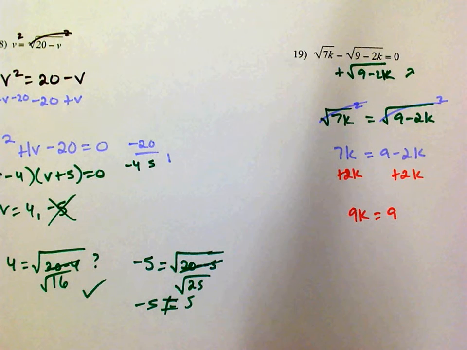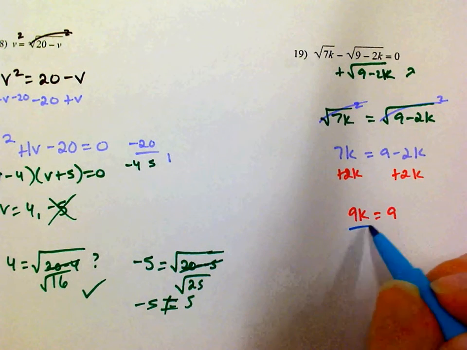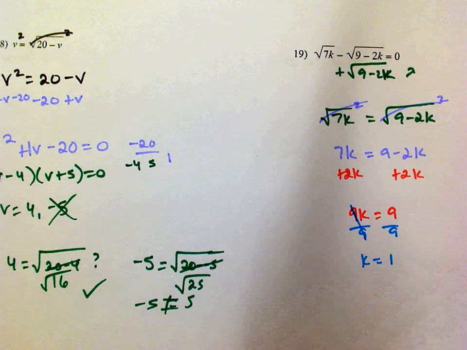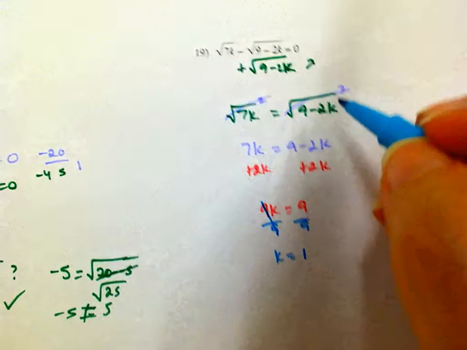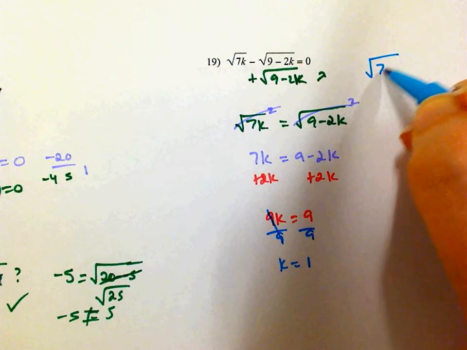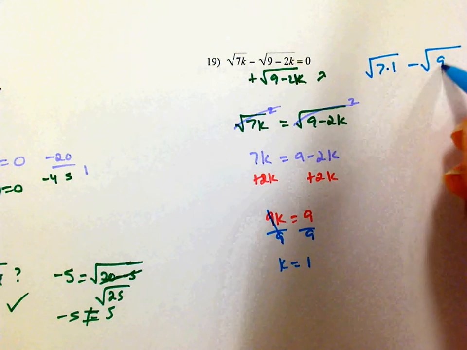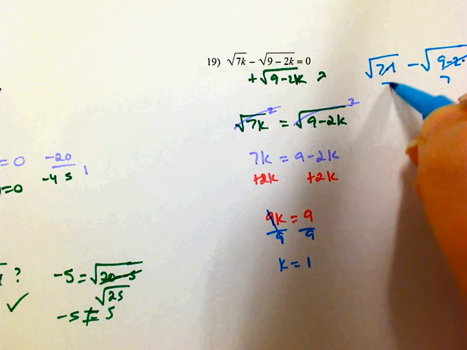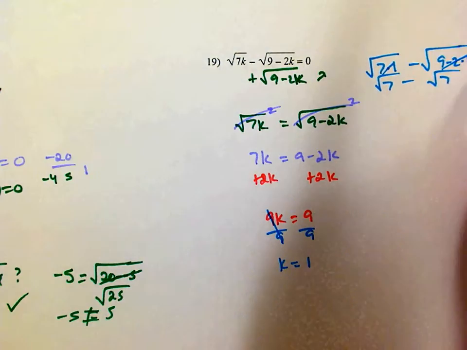And I'm going to check it. Square root of 7 times 1 minus the square root of 9 minus 2 times 1 equals 0. That is 7. That is 7. Square root of 7 minus square root of 7 equals 0, and it does. Okay, k equals 1.